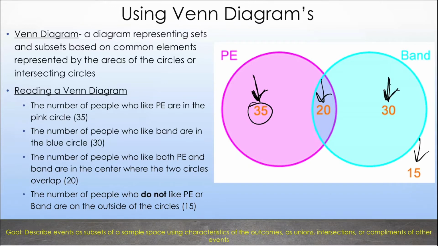The number of people who like both band and PE, or PE and band, are in the center, this overlap, and that's where we get the 20. And the number of people who do not like PE or band are on the outside, 15. They don't like PE or band. So for my total, I would add all of these numbers up. That is my sample space. Those are the people, how many people we polled or asked this question to.